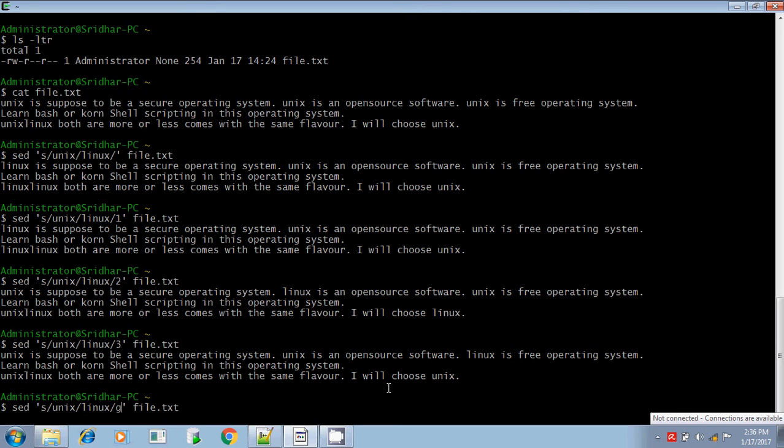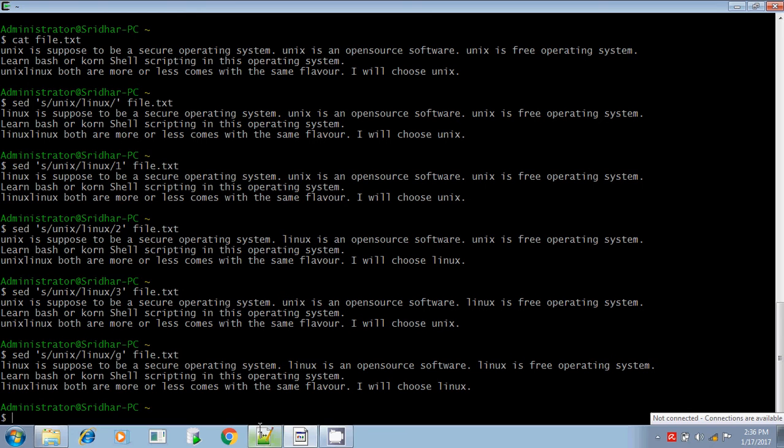If you want to replace all, then you can give it as G. G means global. I want to replace the Unix by Linux for all the matching instances in the entire file.txt. If you see, all the matching instances got replaced. Linux, and here also Linux, here also Linux, third line Linux, and here also Linux. All the matching instances got replaced.